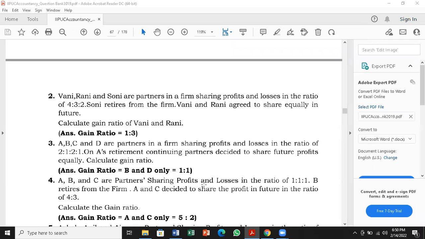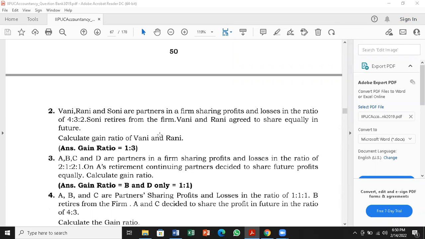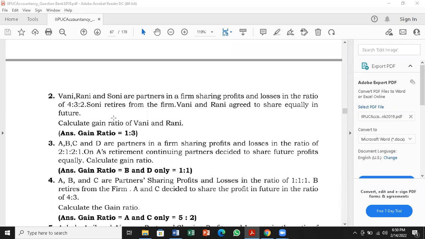Next problem, page 51, problem number 2, 6 marks question again. Vani, Rani and Soni are partners in a firm, sharing profits and losses in the ratio of 4:3:2. Soni retires from the firm. You have to see the Soni, third person, so retires from the firm. Vani and Rani agreed to share equally in future. Underline equally in future. Calculate gain ratio of Vani and Rani. Underline the words equally in future.